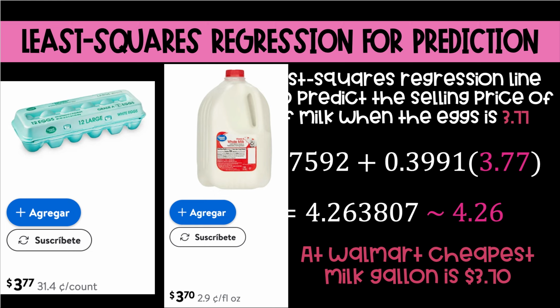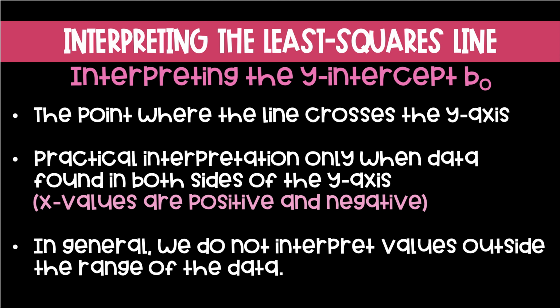which takes us to the next portion of this video, when we want to interpret the y-intercept and the slope for your function. The point where your least squares regression line crosses the y-axis is the y-intercept. And this only applies when you have 0 as part of your data range, or when you have positive and negative values for your explanatory variable, meaning that you have both positive x values and negative x values. If your values are outside of the range of your data, we do not interpret those.